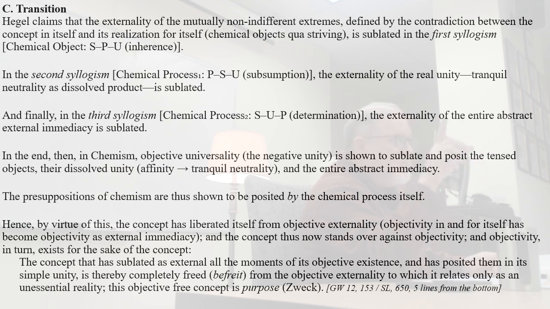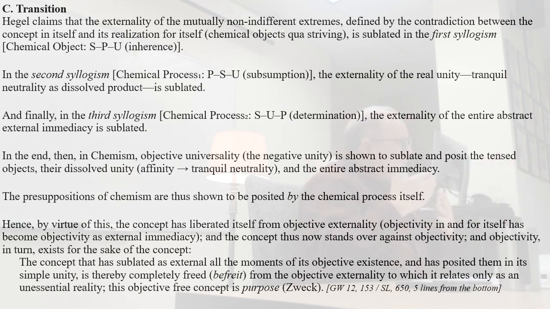But notice what that means. In the end, then, in chemism, objective universality is shown to sublate and posit the tensed objects, their dissolved unity, and the entire abstract immediacy. All of that's been produced by the concept. All that's been produced, and that's all there is. So all that's been produced by the concept.